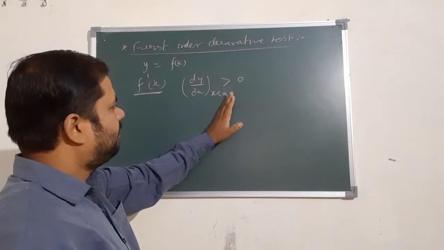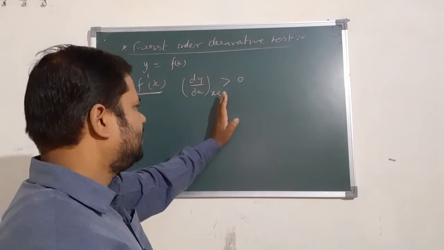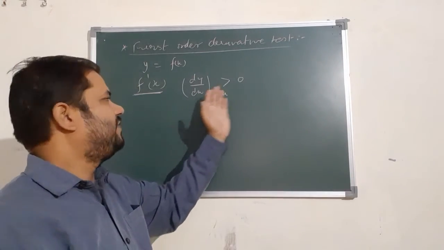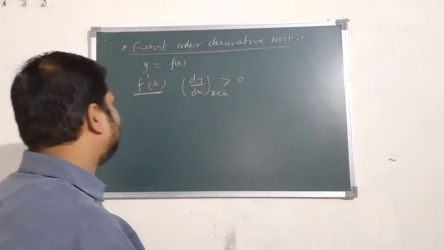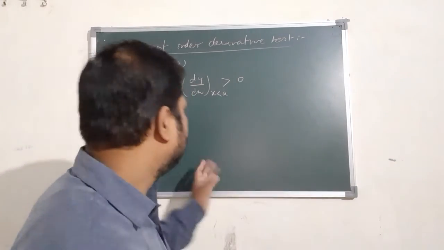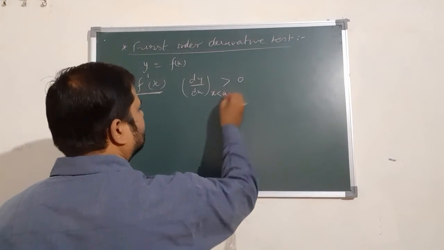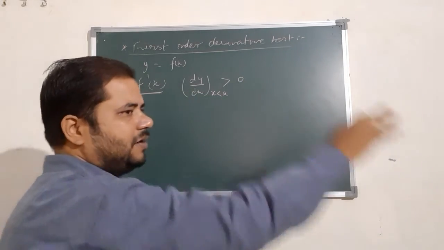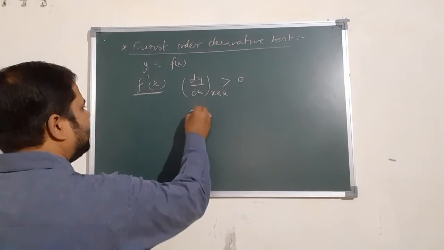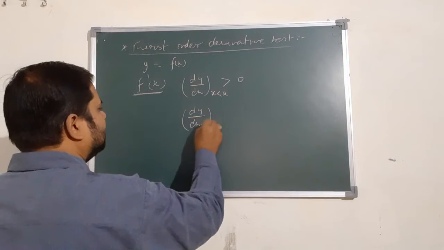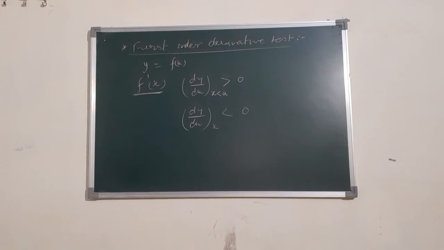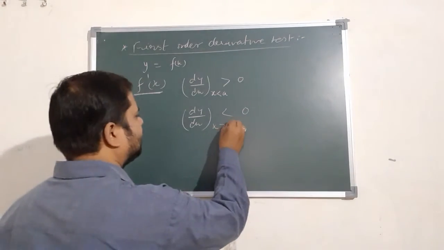That means to the left of the point a, that is, for x less than a, if dy by dx is greater than 0, that means f dash x is greater than 0 to the left of the point, then dy by dx, that means f dash x, changes its sign from positive to negative, and dy by dx is less than 0 at x greater than a.